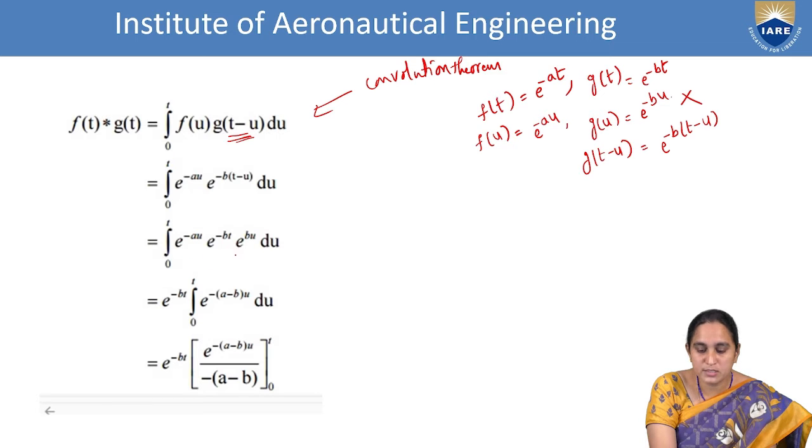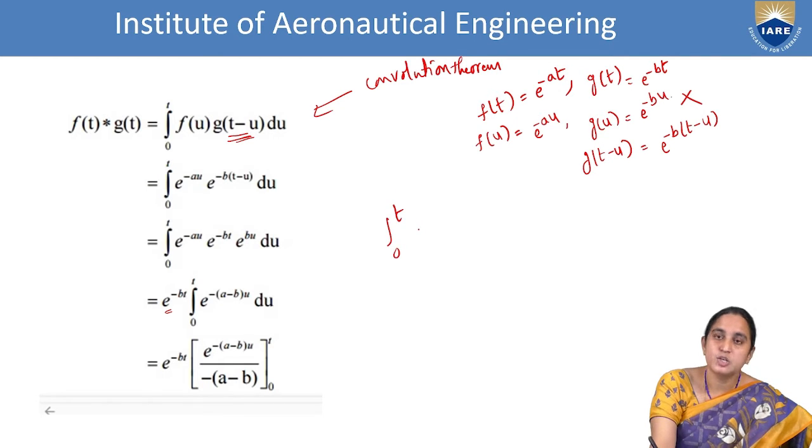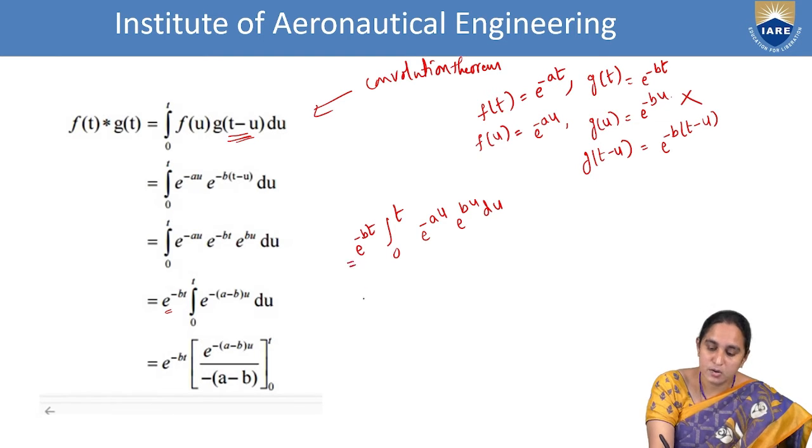What is the constant term with respect to the integration with respect to u? Now I'll take e power minus bt as the constant, outside. That is e power minus bt, I'll take it outside, and the remaining as integral 0 to t e power minus au into e power bu du. Here outside is e power minus bt.